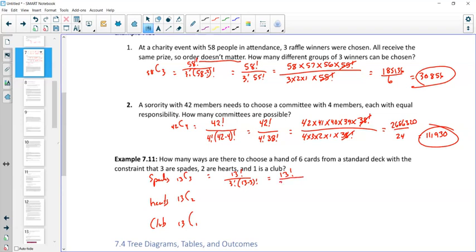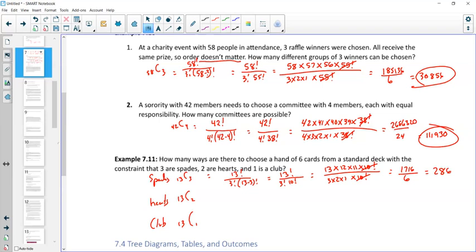So starting here, I have 13 factorial over 3 factorial, 13 minus 3 factorial, which is 13 factorial over 3 factorial times 10 factorial, or 13 times 12 times 11 times 10 factorial over 3 times 2 times 1 times 10 factorial. 10 factorials cross out. I know that's 6. 13 times 12 times 11. 1,716. Divide it by 6. And there's 286 ways to get 3 spades.